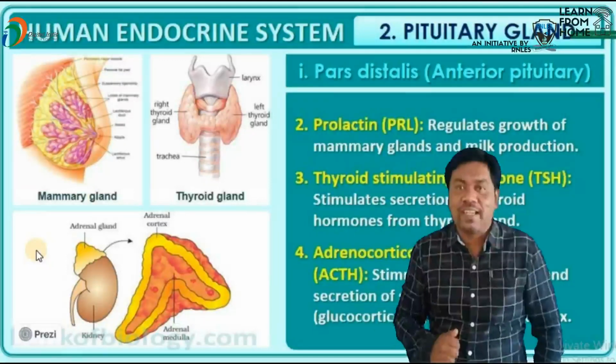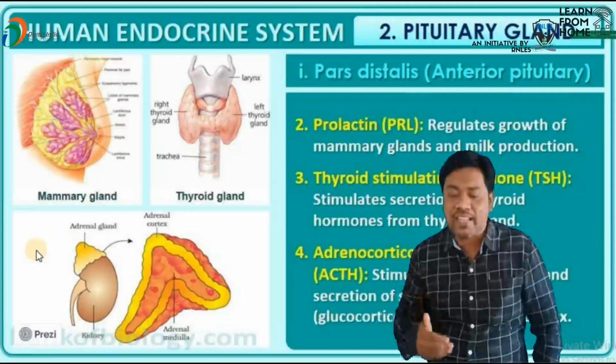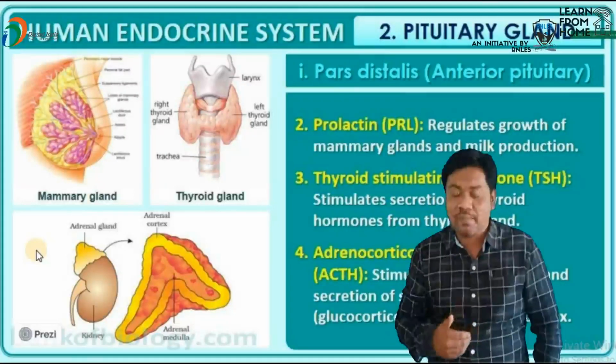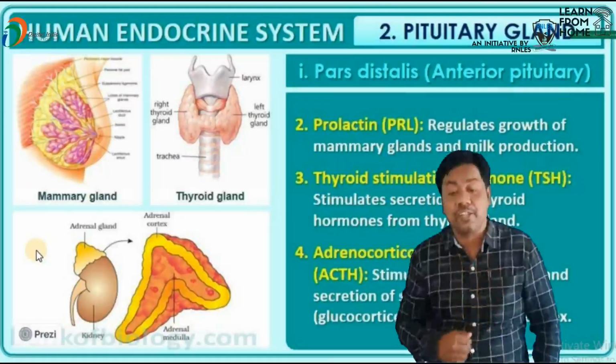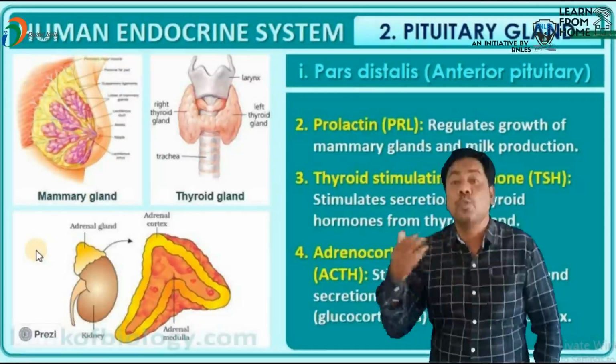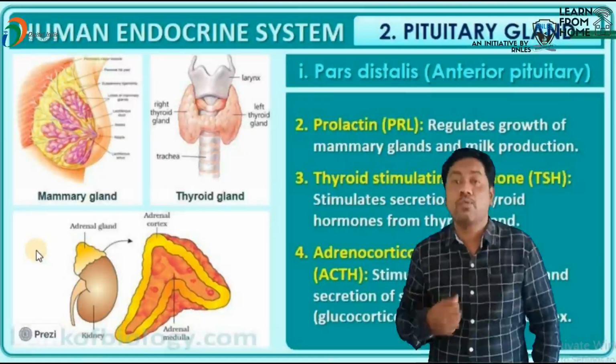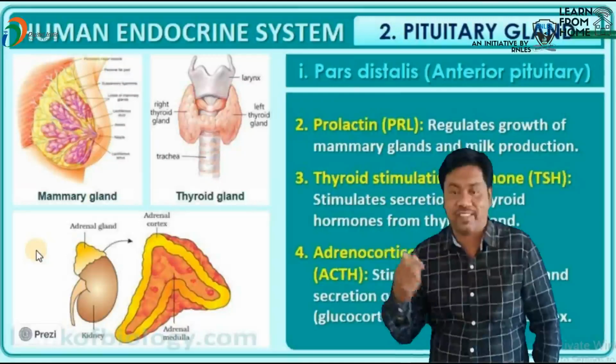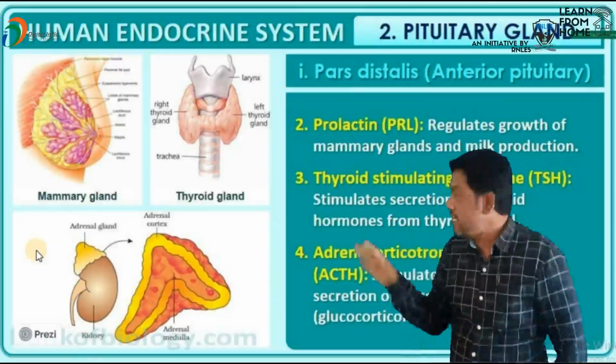And the next one is TSH, known as thyroid stimulating hormone. This thyroid stimulating hormone stimulates the thyroid gland to produce different kinds of hormones, such as thyroxine. Right? And the next one is ACTH.